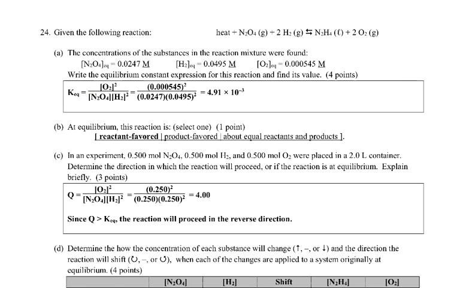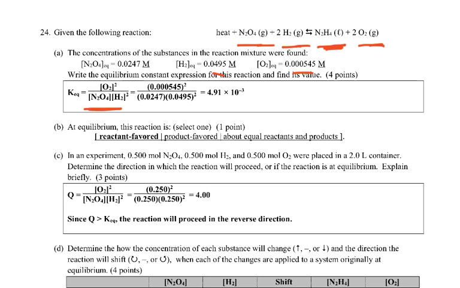Okay, the concentration of the substances were found to be blank, blank, and blank. Okay, those three numbers. Write the equilibrium constant expression and find its value. This is just a plug and chug problem. Now let's check over here: gas, gas, and liquid and gas. So this one is not going to be in our expression. So it's going to be O2 concentration squared over N2O4 and H2 concentration squared. So that's that answer there, and that's worth a couple of points.